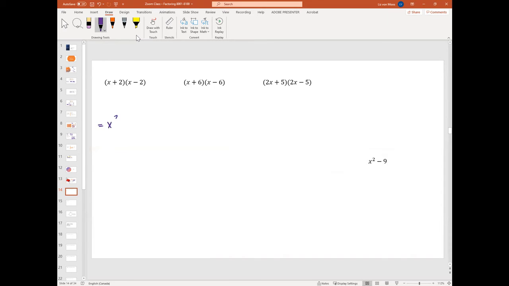x plus 2 times x minus 2 is x squared minus 2x plus 2x minus 4, or ultimately x squared minus 4. x plus 6 times x minus 6 is x squared minus 6x plus 6x minus 36. Even if it's more complex, even if we have a coefficient other than 1 in front of the x's, and complex here is extremely relative, it's not really that complex, unless I put in a 2 instead of a 1.